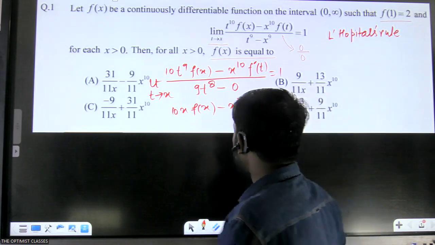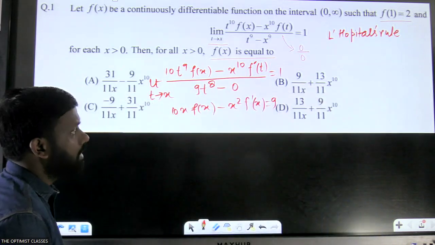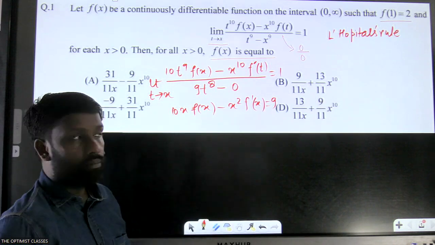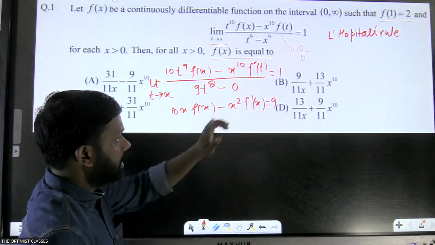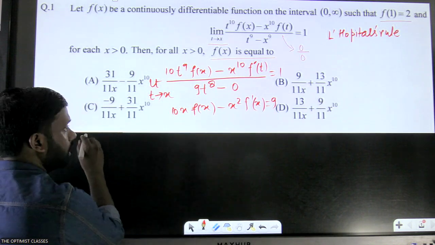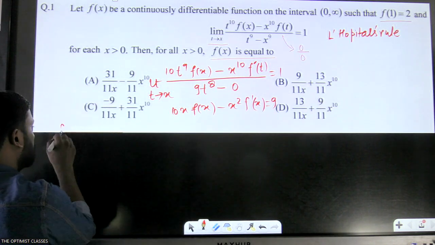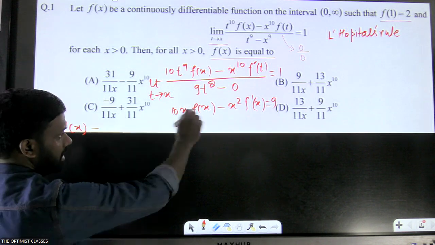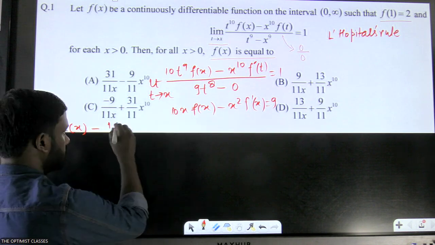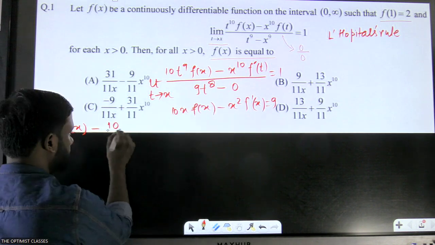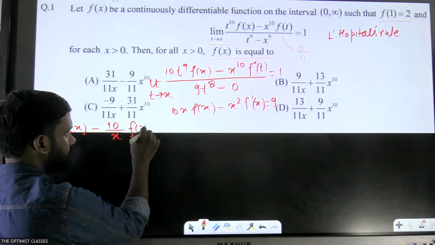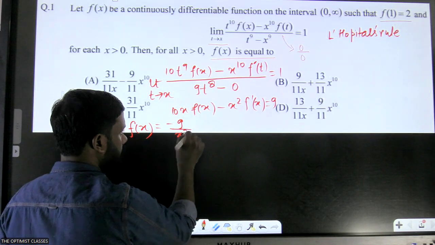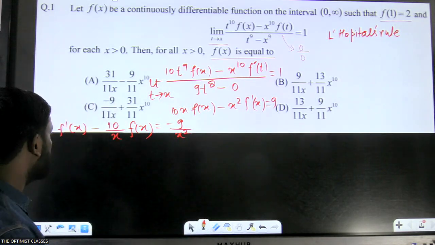Okay. So this is a first order differential equation now. We can solve this differential equation. So let's rewrite it. We are multiplying it by minus 1 and dividing by x square. If you do that, you are going to get f prime(x) minus 10 by x times f(x) equal to minus 9 divided by x square. That's what you'll get.